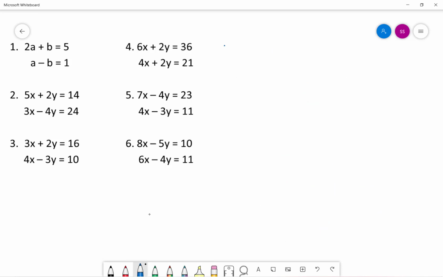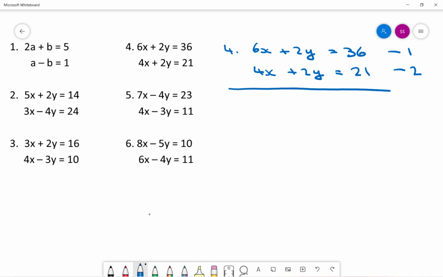So for question 4 then, we have 6x plus 2y equals 36. And for equation 2, we have 4x plus 2y equals 21. Well, this one works out really nicely because you can see the y terms are the same. So I'm going to choose to simply subtract equation 2 from equation 1, and my y terms would then cancel. So 6x minus 4x will be 2x. 2y minus 2y is nothing, and 36 minus 21 gives me 15.